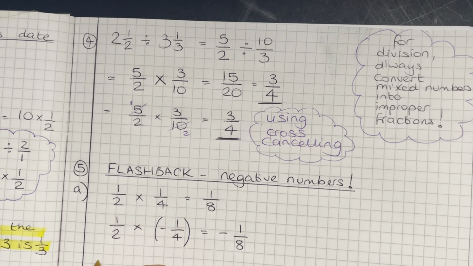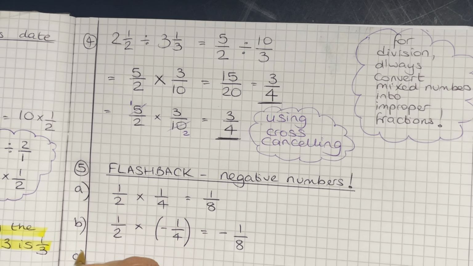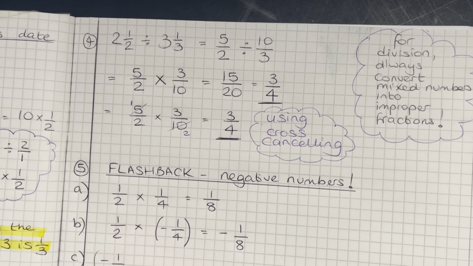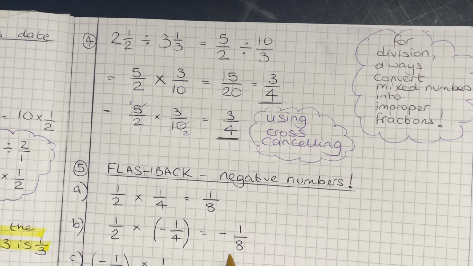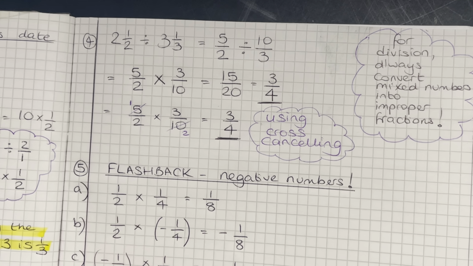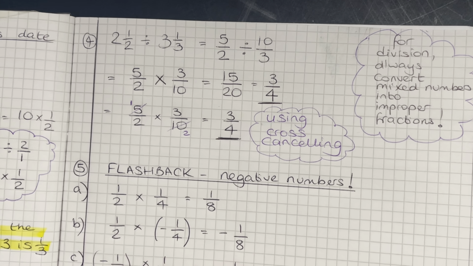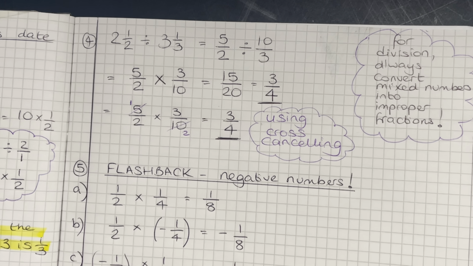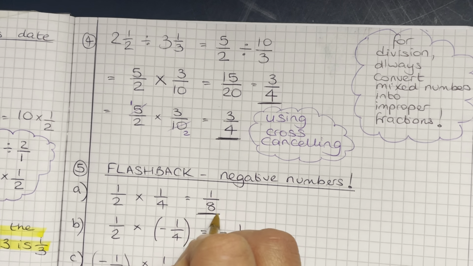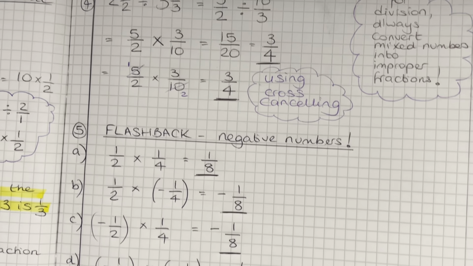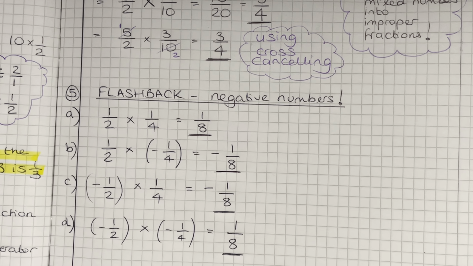I've now got, let's put B. For C, I've got a negative 1/2 multiplied by a positive 1/4. Again, a negative multiplied by a positive gives me a negative 1/8. Finally, if I have a negative 1/2 multiplied by a negative 1/4, that's going to give me a positive 1/8. Just remember, a negative multiplied by a negative will result in a positive.